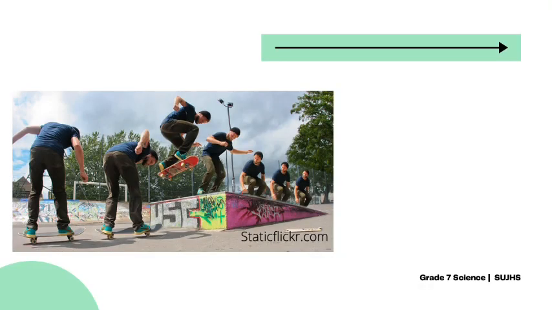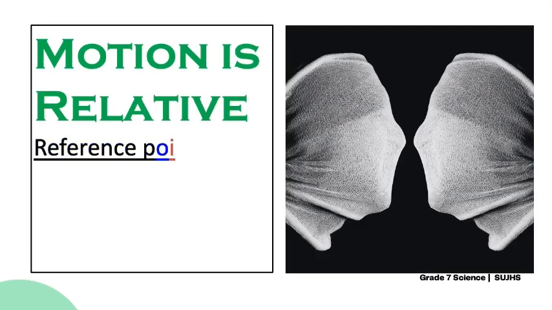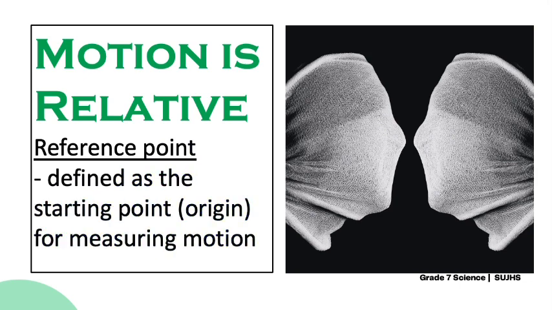Let's define motion. Motion is defined as a continuous change in position with respect to a fixed point or relative to a given reference point. Well, motion is said to be relative. What does that mean? That means that we describe motion from a reference point. A reference point is defined as a starting point or origin for measuring motion.